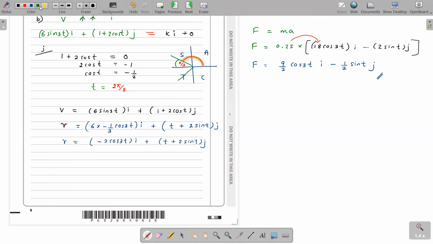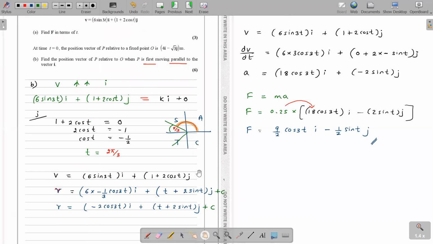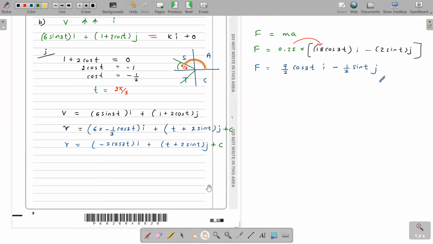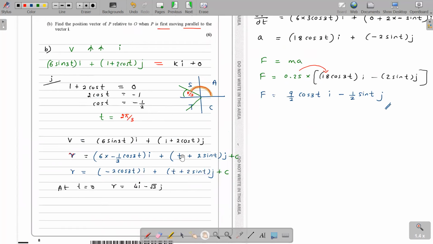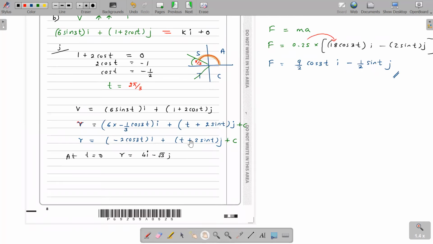And don't forget what? After you're done with integration, you must put a plus c. To find this plus c, they have given us some conditions, right? At time 0, the position vector is given as 4i minus root 3 j. So input at time 0: r equals 4i minus root 3 j. Is that correct? So input the value.